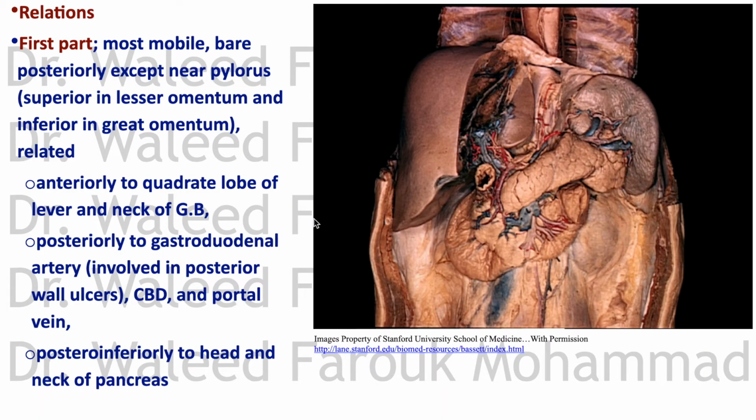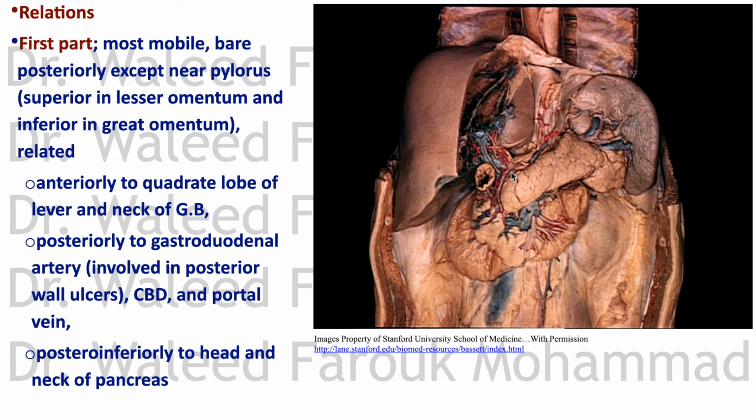Now for the relations, we will discuss the relations of each part. This is the first part. The first part is related anteriorly to the neck of the gallbladder, and as we learned, it's the most mobile. Anterior to it are the liver, the neck of the gallbladder, and the quadrate lobe of the liver.